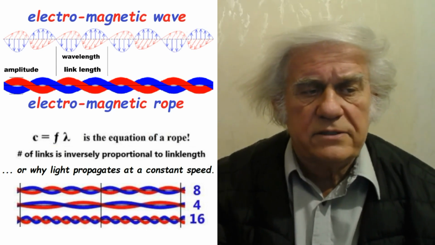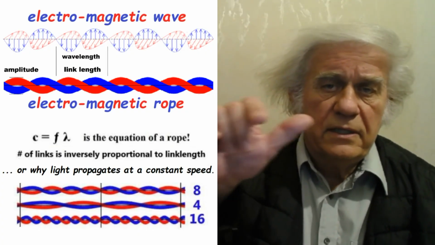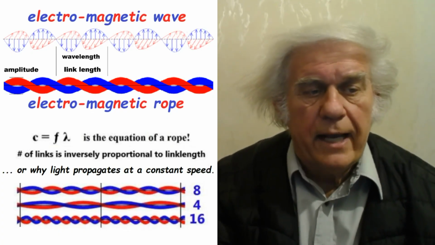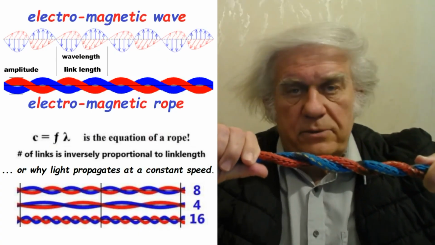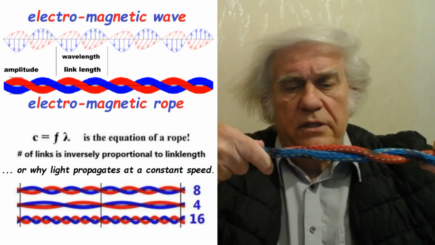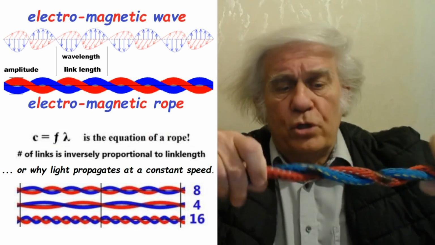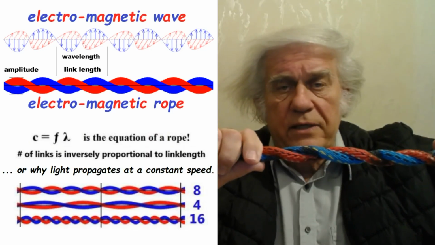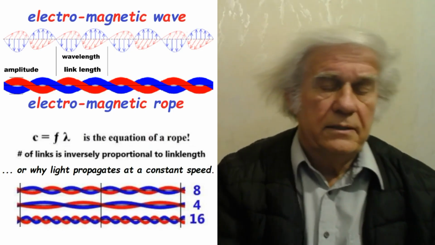What are we saying? We're saying that C is equal to the number of links times the length of the link. And you can see why a rope is the one that can do that. It's the only thing imaginable that can imitate that equation, because the less torque on a rope, the longer the links are and the fewer links you get. And the more you torque it, the shorter the links and the more links you have. That's what that equation says. The only thing that can model that equation is a rope.